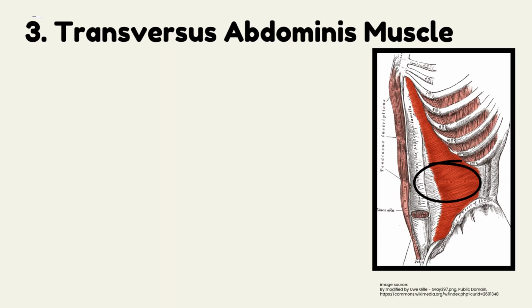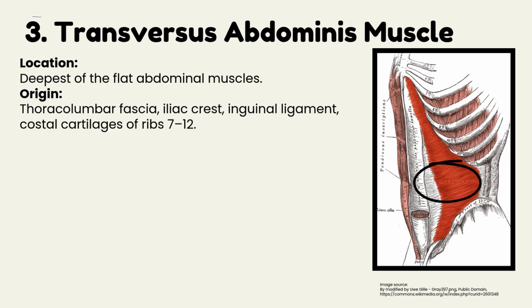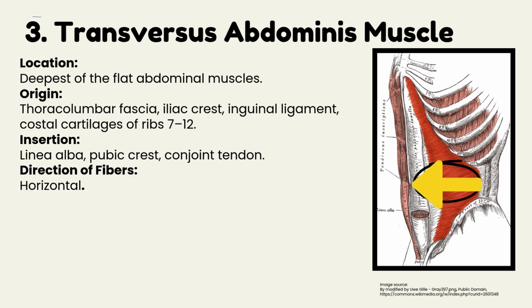Number 3. Transversus abdominis muscle. It is the deepest of the flat abdominal muscles. It originates from the thoracolumbar fascia, iliac crest, inguinal ligament, and costocartilages of ribs 7 to 12. It is inserted into linea alba, pubic crest, and conjoined tendon. Direction of fibers is in the horizontal direction.